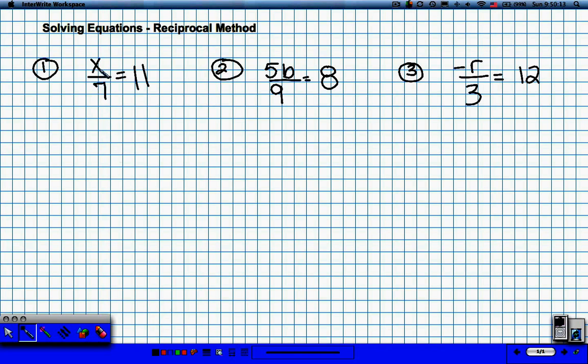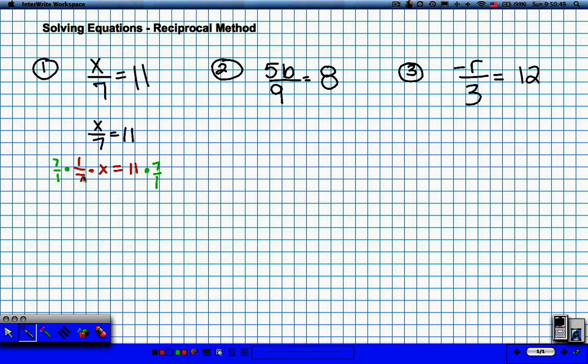So let's go ahead and look at this first one. This says x over 7 is equal to 11. So my first step is I'm going to rewrite my problem. Now what I need to do is figure out what my coefficient is here. It's hidden. x over 7 is really just 1/7 times x equal to 11. If I were to multiply these back together, I would get this. Now I can see my coefficient is actually 1/7. So I'm going to multiply by the reciprocal of 1/7 on both sides.